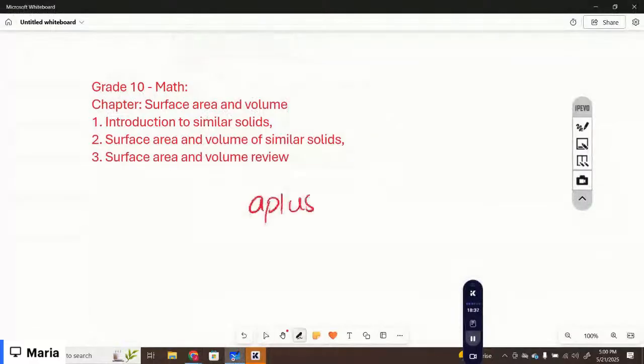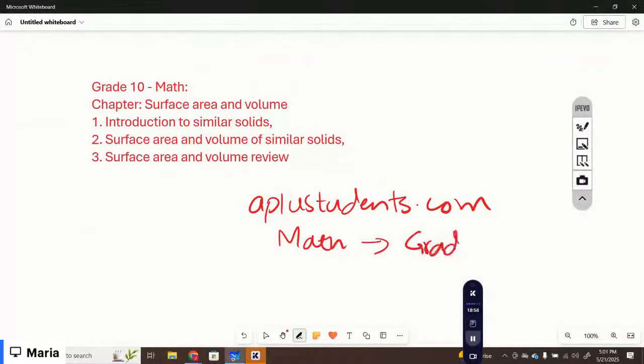You can find all the lessons in the link in Bootstrap. You have to log in there using your email address and password as provided by the administrator. Then you have to select Math from the subject tab, scroll down to Grade 10 Math, and then click on View All Lessons. Here you can find the list of the chapters, where you can start with the chapter Surface Area and Volume.